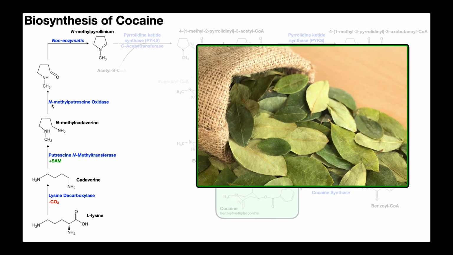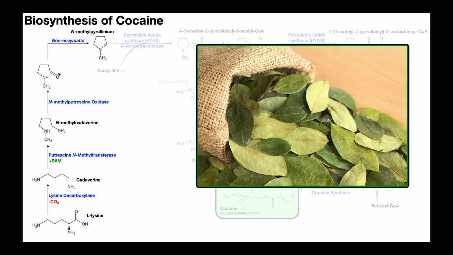Then we have this enzyme, N-methyl putrescine oxidase, which catalyzes the oxidation of this carbon right here. Notice that this is the carbon that has an amino group which lacks the methyl group. So it's just a simple amino group. You end up losing the amino group and it's replaced essentially with a carbonyl right here, more specifically an aldehyde. Now I don't have this molecule named because as soon as it's formed, very quickly and non-enzymatically, it's cyclized into this molecule called N-methyl pyrrolinium.